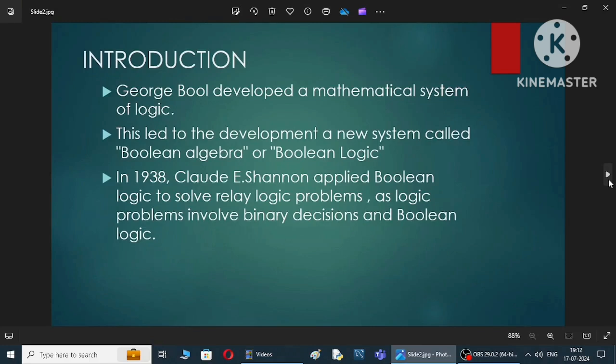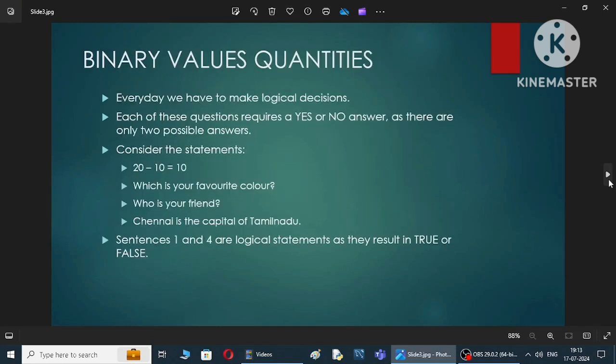Boolean logic, the mathematical system of logic, was developed by George Boole, and this led to the development of a system called Boolean algebra, also called Boolean logic. This Boolean logic is used to solve logical problems that involve binary decisions. What do you mean by binary decision? Any decision that results in either a true or a false is called a binary decision.